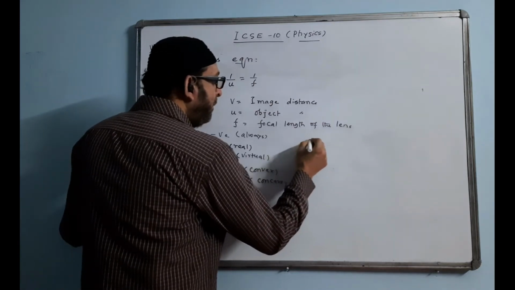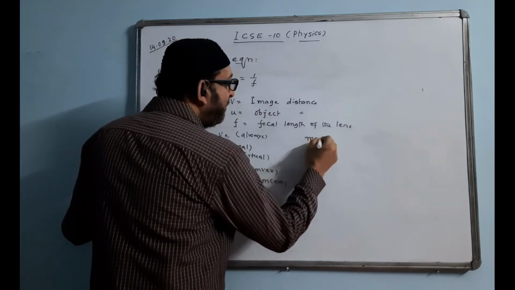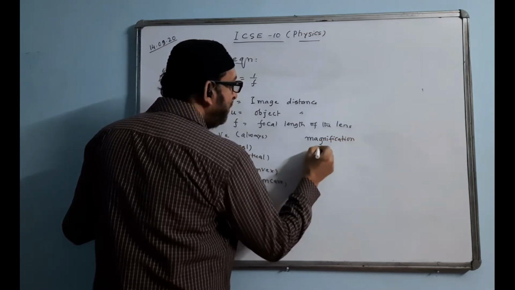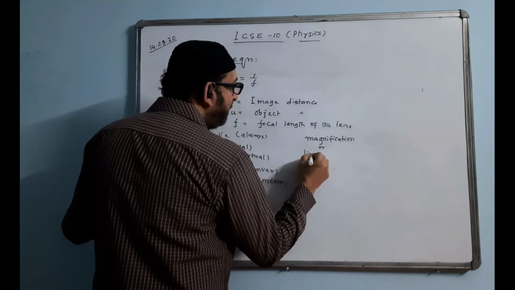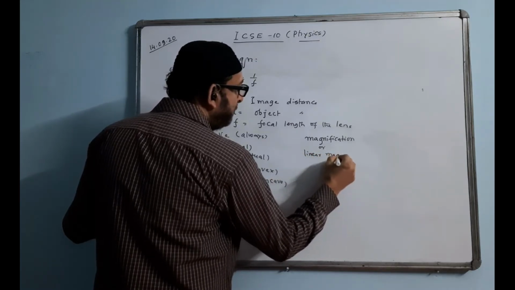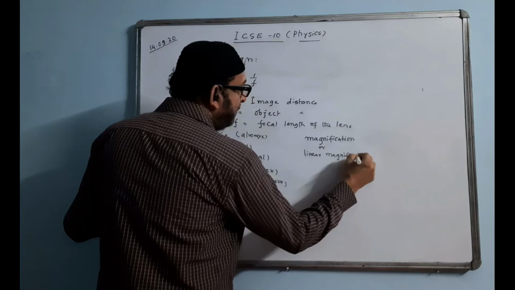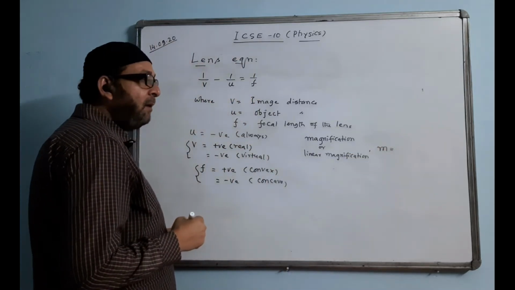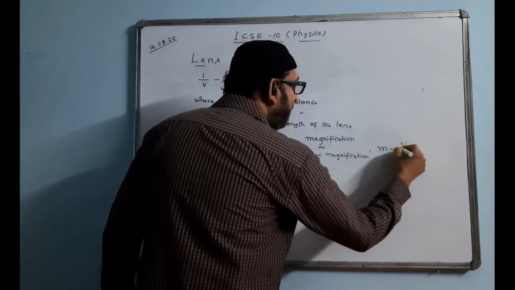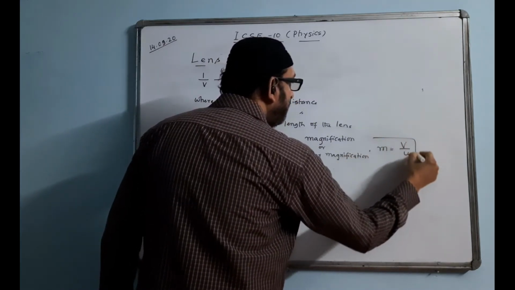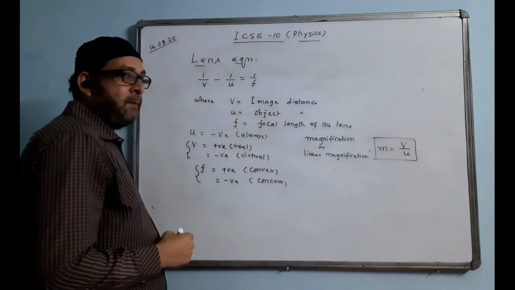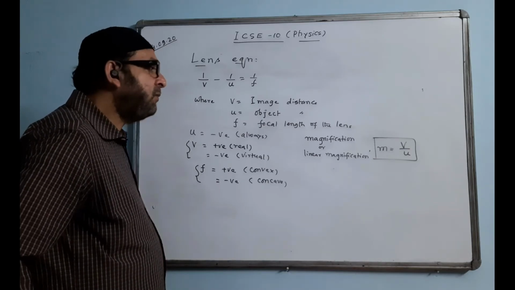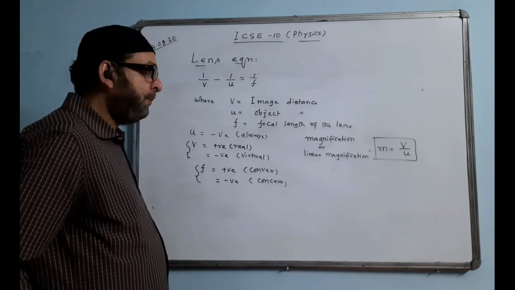And then we have one more thing, which is called magnification, or linear magnification. That is denoted by m, and the magnification formula is m equals v by u. Magnification talks about the size of the image with respect to the size of the object.